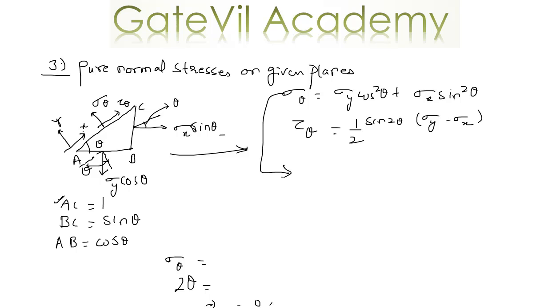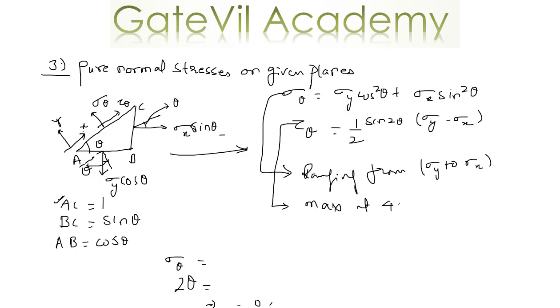Then we have sigma theta value ranging from sigma y to sigma x, or sigma x to sigma y, depending upon which one is smaller or bigger. And we have tau theta maximum at 45 degrees with a value tau max equal to sigma y minus sigma x divided by 2. So these are all the conclusions that we have made, and we'll take another case, the general two-dimensional stress system, in the next class. Till then, bye.